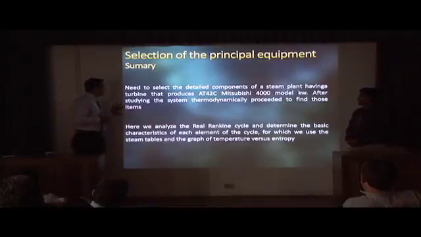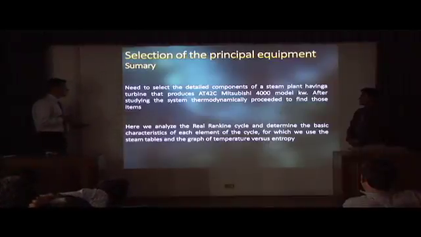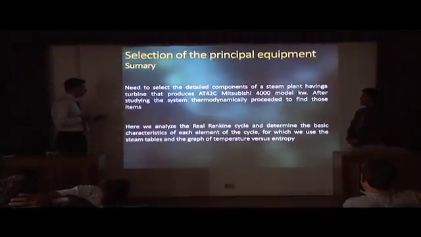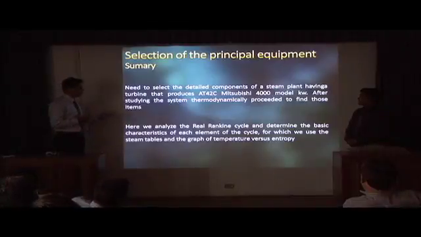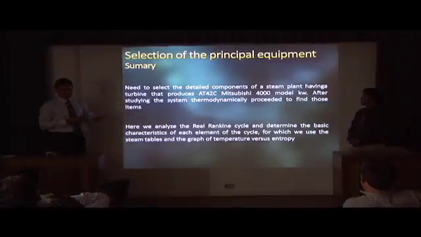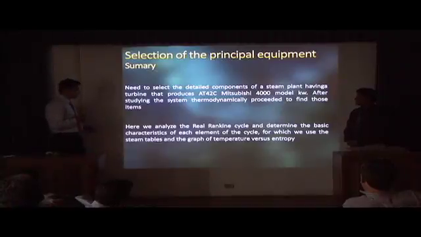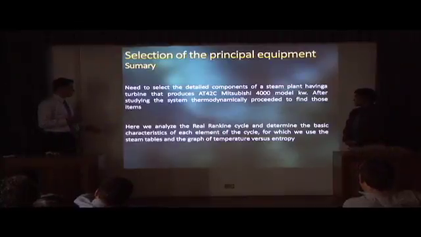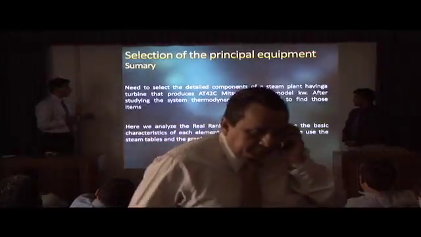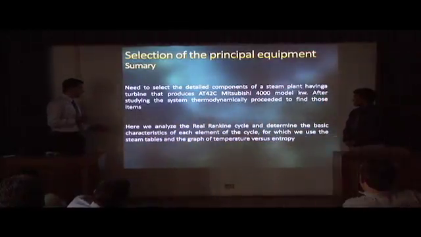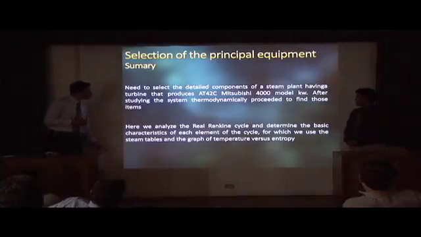And the summary. Well, we need to select the main components of a steam plant, having a turbine that produces 4,000 kilowatts. This 4,000 is entirely for propulsion. After studying the system thermodynamically, we proceed in two terms. Here we analyze the real Rankine cycle and determine the basic characteristics of each element of the cycle, for which we use the steam tables and the graph of temperature versus entropy.